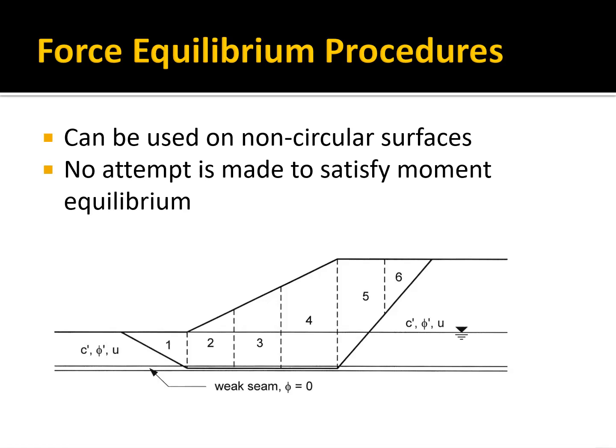Non-circular surfaces are quite useful for cases like this. Maybe you have a thin, weak seam, and maybe effective stress conditions apply everywhere else, but this is a saturated clay seam where you have phi equals 0, undrained conditions. If you just do a circular surface, it would just barely touch that, but with a non-circular surface, you can have a big part of the failure surface go through that weak material, which often gives it the lowest or most critical factor of safety.